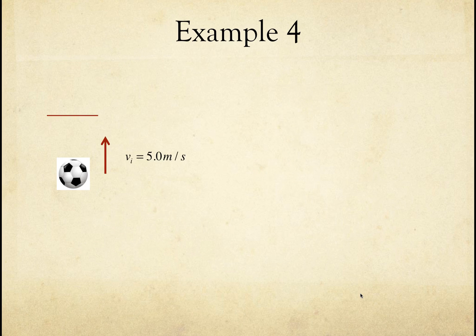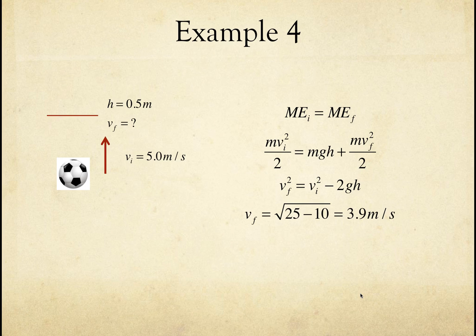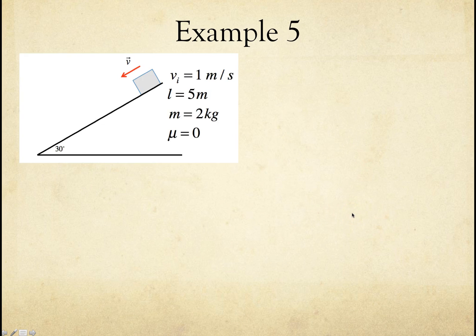Another example, let's say we want to find how fast the ball is moving once it rises by 0.5 meters, so to a height of 0.5 meters. So mechanical energy initial equals mechanical energy final. In the beginning it's just kinetic, in the end it's kinetic and potential. So cancel masses, multiply by 2 to get rid of the denominator, and I'm going to take this and put it to the left with a minus. Cancel masses, multiply by 2, we end up with V final squared equals V initial squared minus 2GH. So 25 minus 10 gives us 3.9 meters per second.